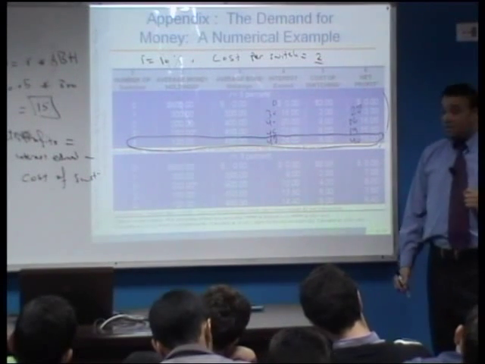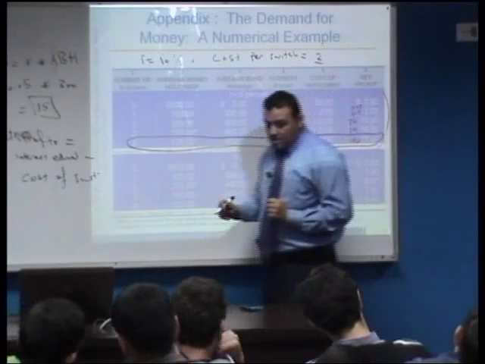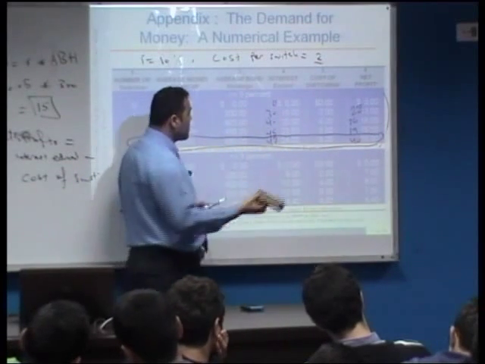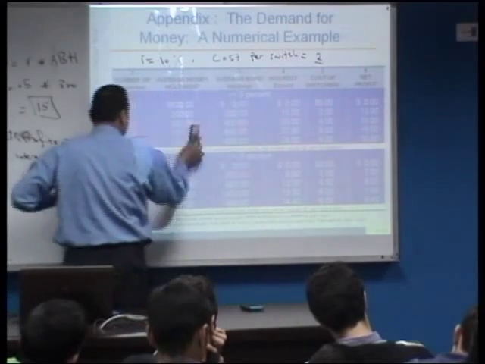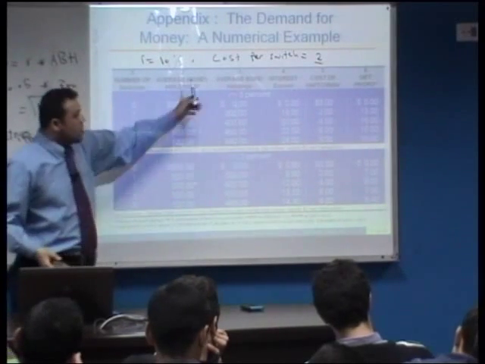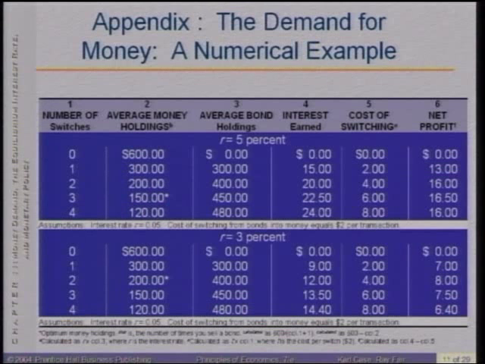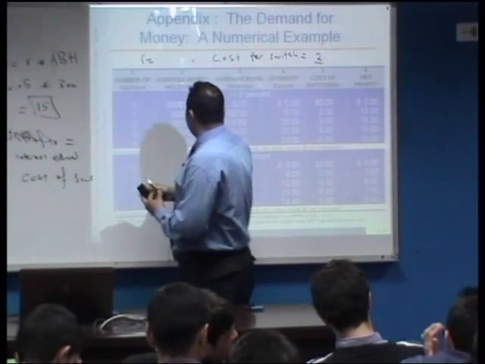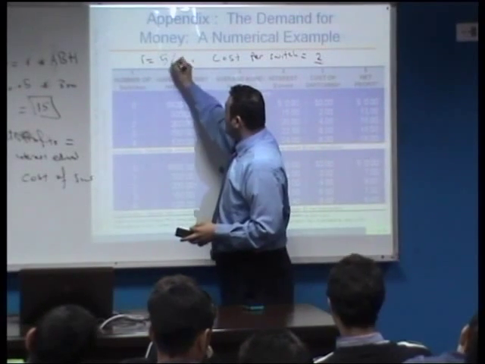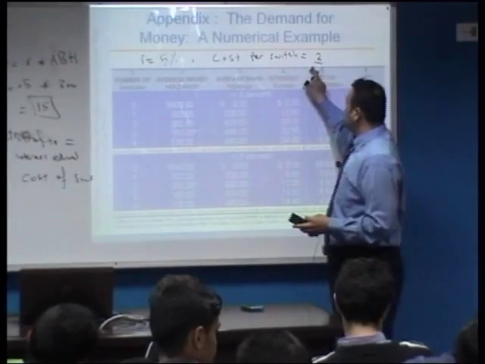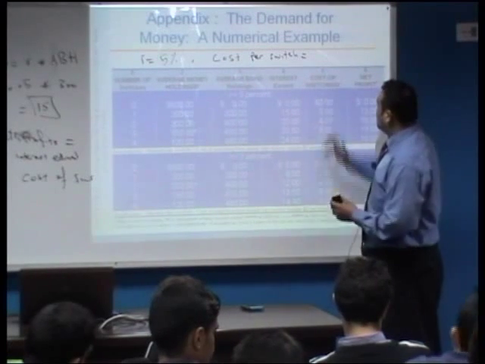Okay? Suppose that the cost of switching increased. The cost per switch increased from 2 to 4, and all other variables remain constant. So suppose that the interest rate remains constant at 5%, and the cost per switch equals 4 instead of 2.